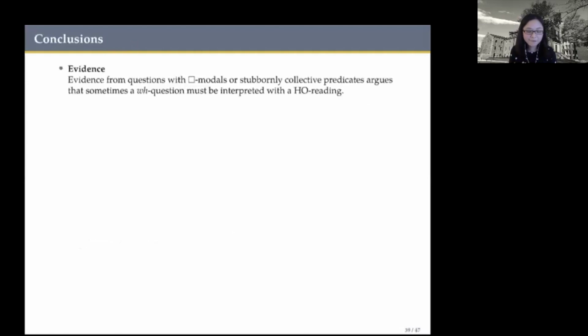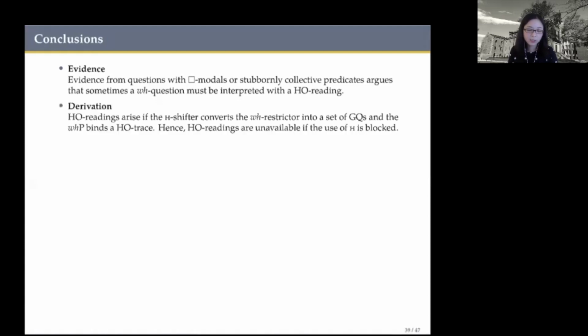Conclusions. In this talk, I presented evidence for the existence of higher order readings. Evidence from questions with necessity modals or stubbornly predicates argues that sometimes a derivation question must be interpreted with a higher order reading. As for the derivation, higher order readings arise if the edge shifter converts the derivation restrictor into a set of generalized quantifiers and the derivation phrase binds a higher order trace. Hence, accordingly, higher order readings are unavailable if the use of the edge shifter is somehow blocked.